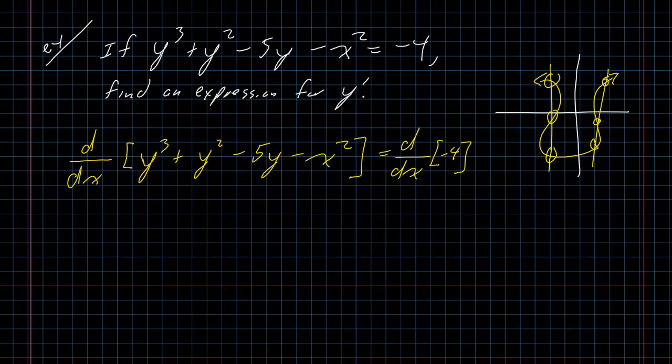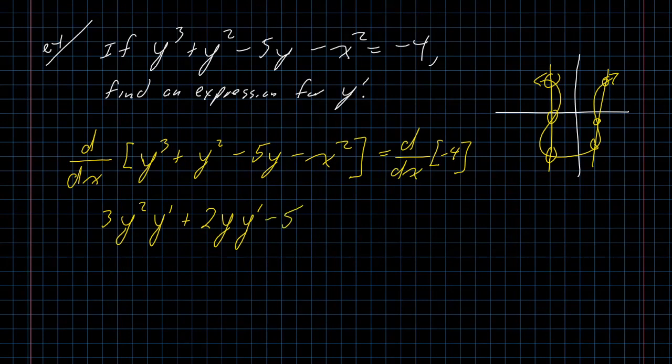And seeing that, at least for me, always helps me remember that when I want to take the derivative of y cubed, well, the derivative of something cubed is 3 times that thing squared. But then because it's the derivative with respect to x and the thing I'm differentiating is not itself x, I need to multiply by the derivative of y. And the derivative of y is y prime. Likewise, the derivative of something squared is 2 times that thing, but because that thing is not x, I need to use the chain rule and multiply by the derivative of y, which is again y prime.